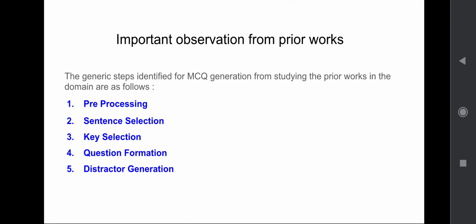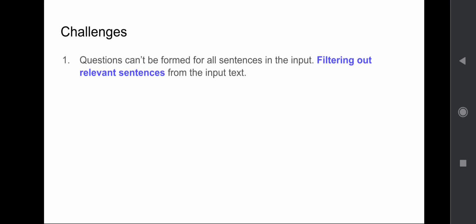Distractor generation would include finding words that are similar to the correct answer or key but are not exactly the same as the key, so that there's no ambiguity about the final answer. And post-processing would include steps that would help us find errors in the proposed MCQs or questions that are formed and their distractors so that a better outcome can be obtained. Moving on to the challenges that we faced.